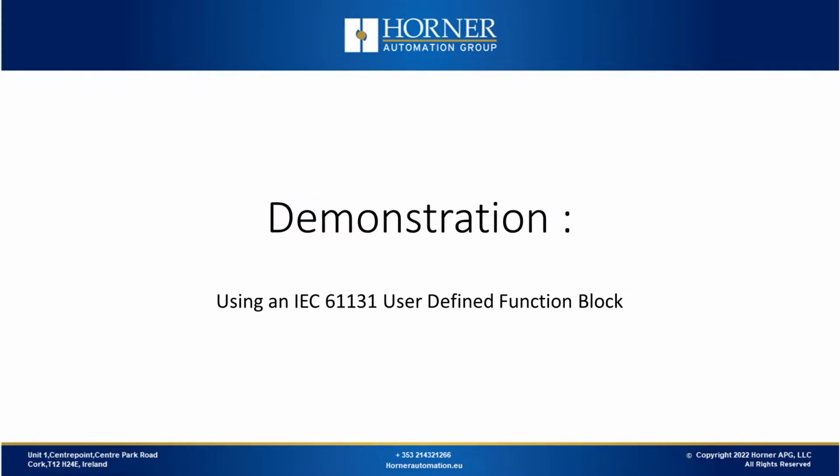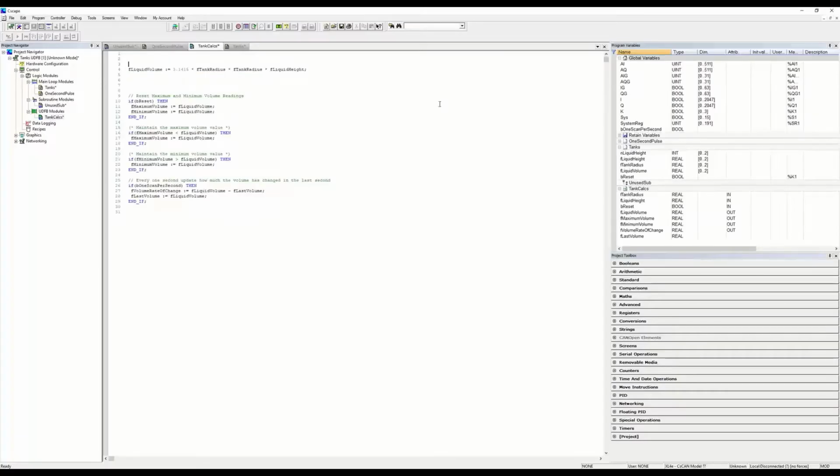In our first demonstration, we'll show how to create and use that user-defined function block that we just showed in our slides in Cscape. We're now going to replace the subroutine we created for the tank volume calculation with a user-defined function block, where, as well as calculating the liquid volume, we're also going to maintain the minimum and maximum volume during a time period and also track how quickly the liquid volume is changing.